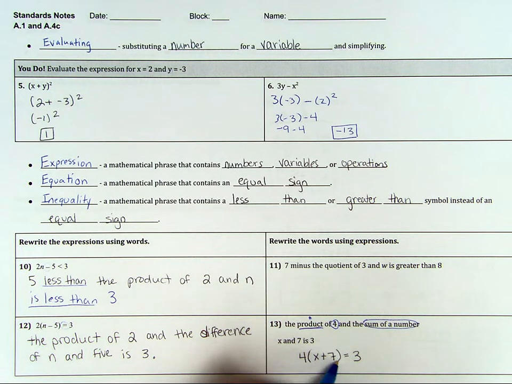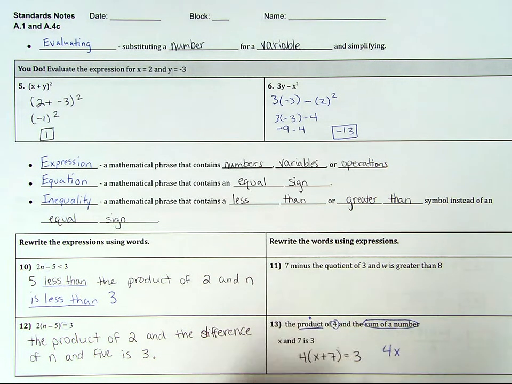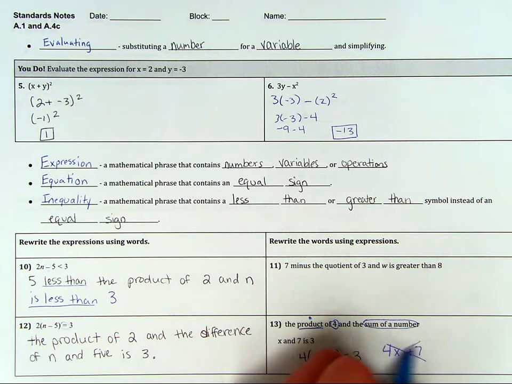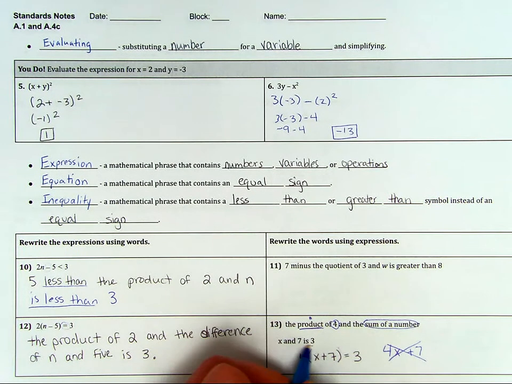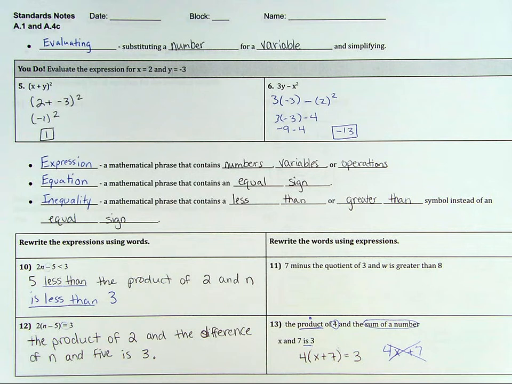So we need parentheses. All right, we're multiplying the sum of x and 7. That's why we have x plus 7 here. So 4 is not just multiplied by x. This is not the same thing. This says the product of 4 and x. This says the product of 4 and the sum. Okay, so not this one. And then is 3. Remember, is means equals. All right, go ahead and pause your video and try number 11, please.